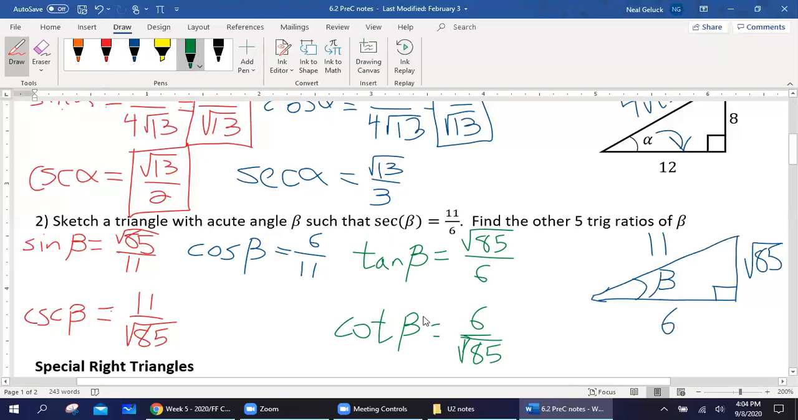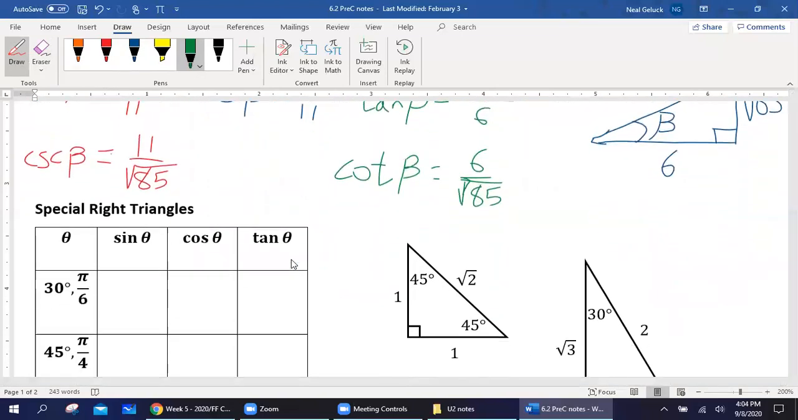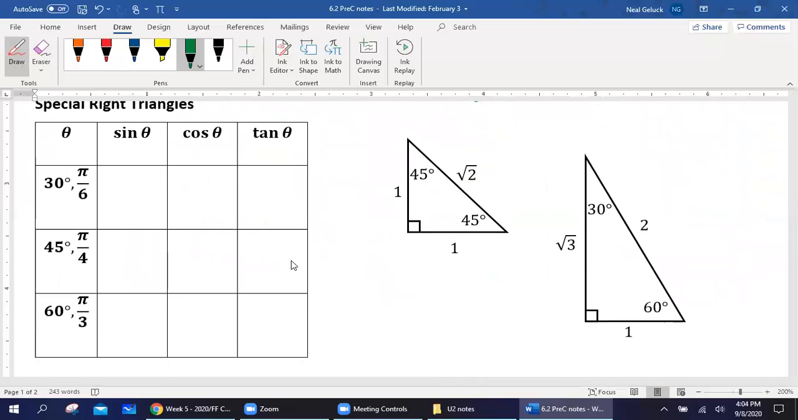So the only difference on that problem was that we had to draw the triangle ourselves using a little given information. Now we're going to get into the special right triangles. And hopefully these come back to you from your geometry days. But we have 3 special angles, 30, 45, and 60. And their corresponding radian measures are pi over 6, pi over 4, and pi over 3. We'll get more into those radian measures in the next section.